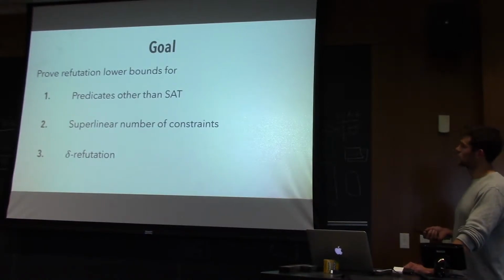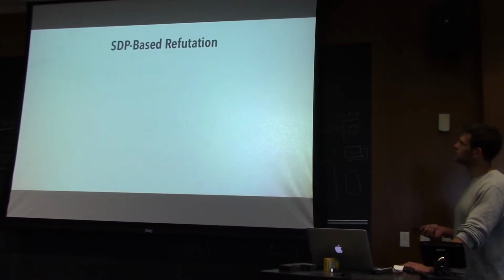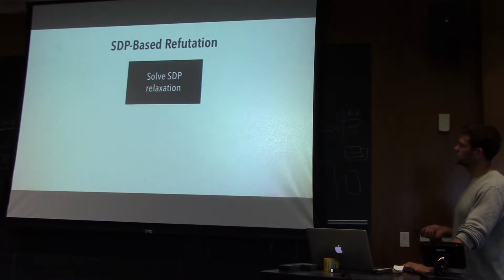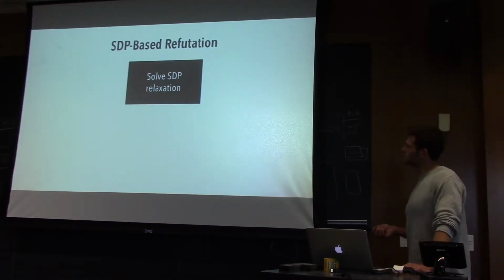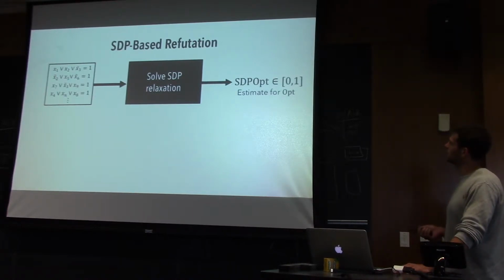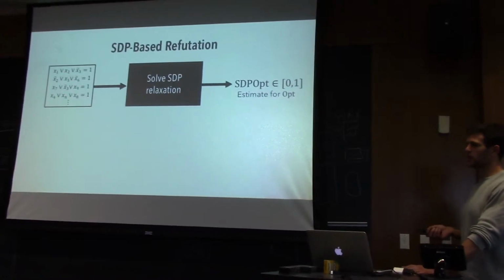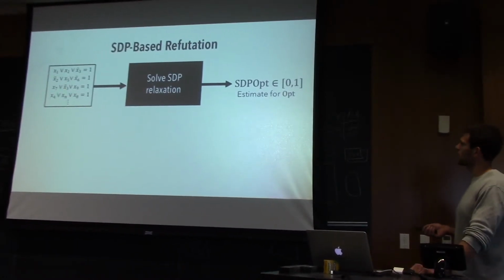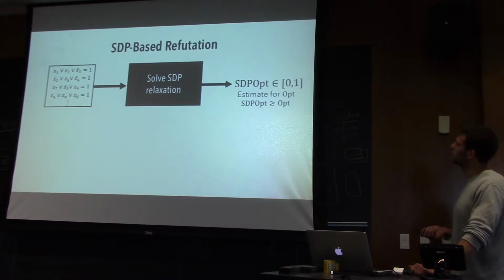Now, what kind of algorithms are we going to prove lower bounds for? Well, that's SDP algorithms. So for now, let's think of an SDP as a black box. You solve some relaxation. You throw in some instance. You get out some number. And this is some estimate for the actual optimal fraction of satisfiable constraints. In fact, it's an upper bound.